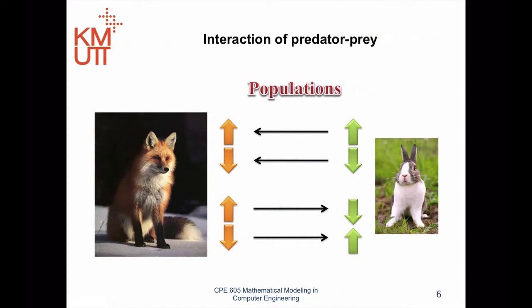Interaction can be found in ecology, like the actual population change between a predator species and a prey species. The increase of the prey species would result in the increase of the predator species as well, and the decrease of prey would decrease the number of predators. Meanwhile, the increase of the predator would reduce the number of prey, and the decrease of the predator would increase the number of prey. So the change of one population affects another population.